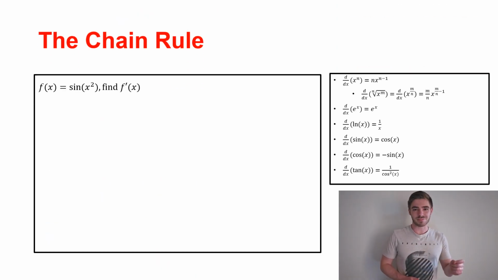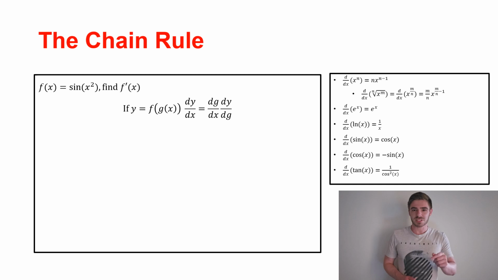So I've saved the hardest one for last. The chain rule helps us find the derivative of composite functions. I've left a link in the description if you want to review what composite functions are, but for the purposes of this discussion, you can think of composite functions as functions that are nested inside other functions.